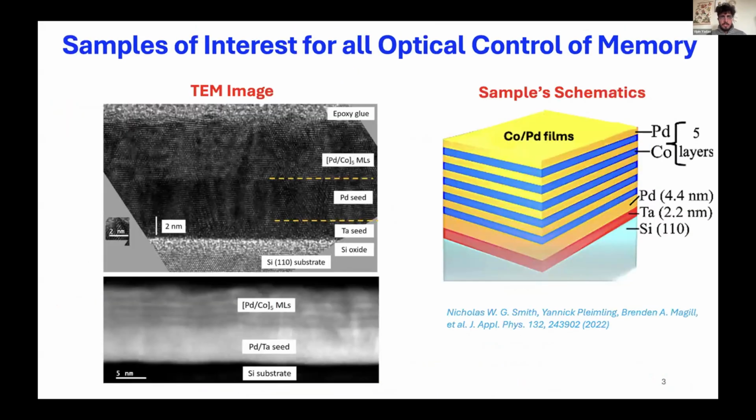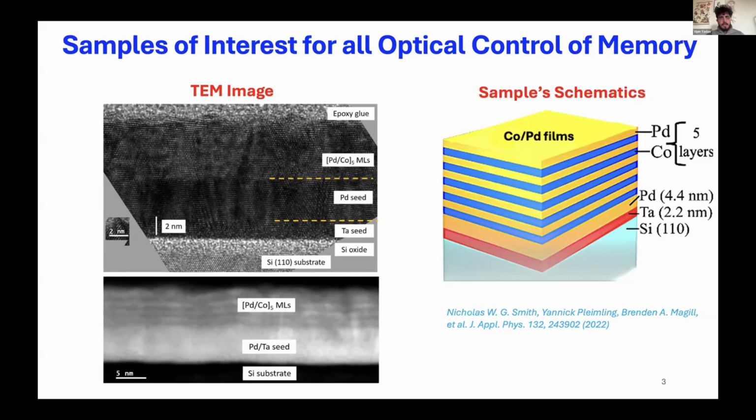So that brings us to our sample of interest here. I'm working with cobalt palladium thin films, which are grown by our collaborator from Tokyo University. So we have 5 layers of palladium and cobalt alternating.